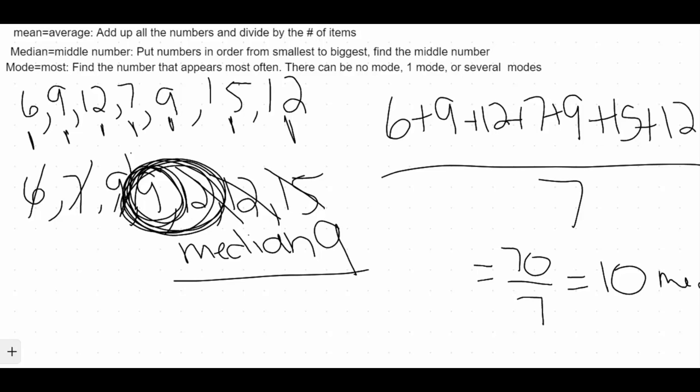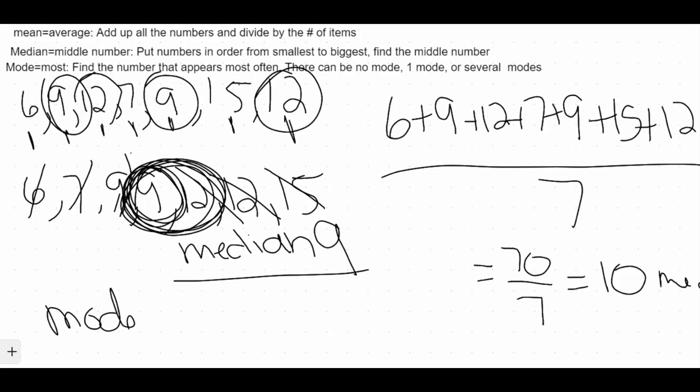Now, taking a look at our list here, I see that a 9 pops up twice, and then the 12 also pops up twice. So we have two numbers that pop up twice. So essentially they're at a tie there. So my mode is going to be the 9 and the 12.